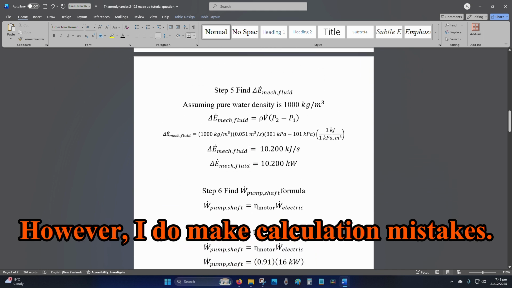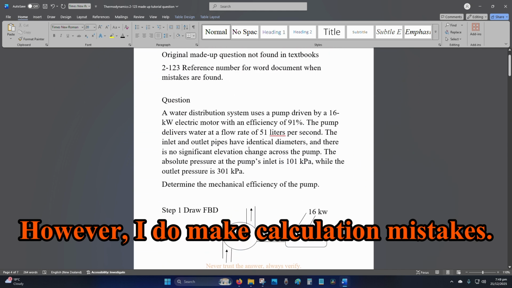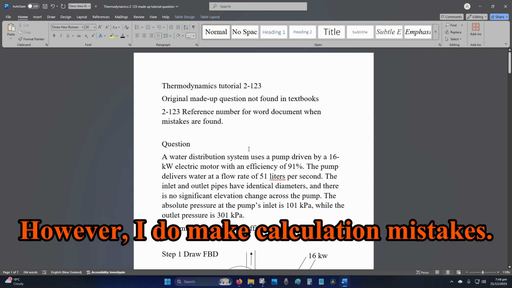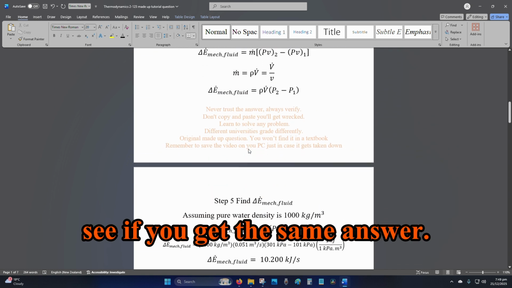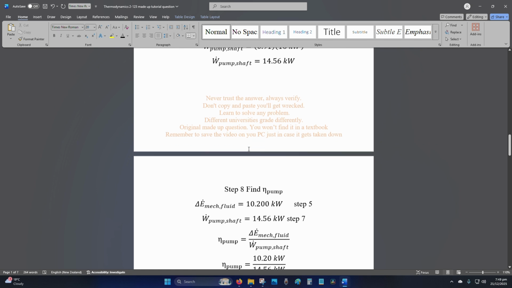Disclaimers: the method is correct. However, I do make calculation mistakes. I encourage you to solve it yourself and see if you get the same answer.